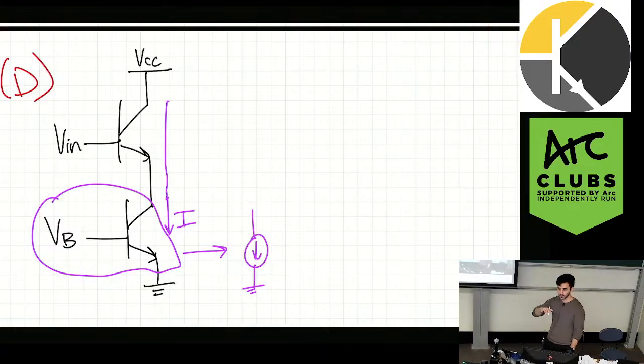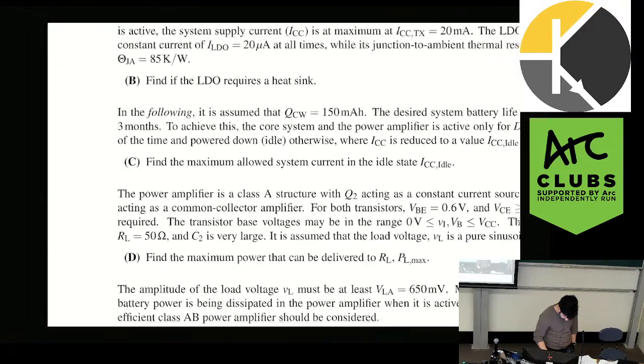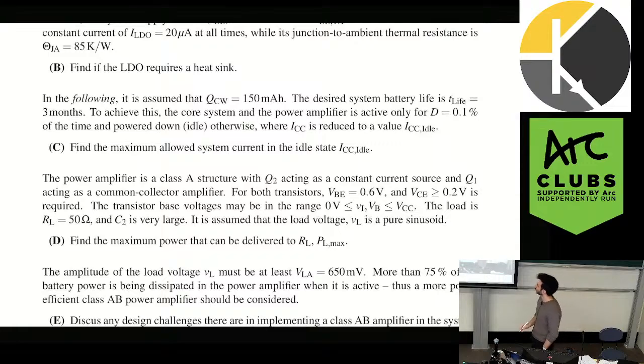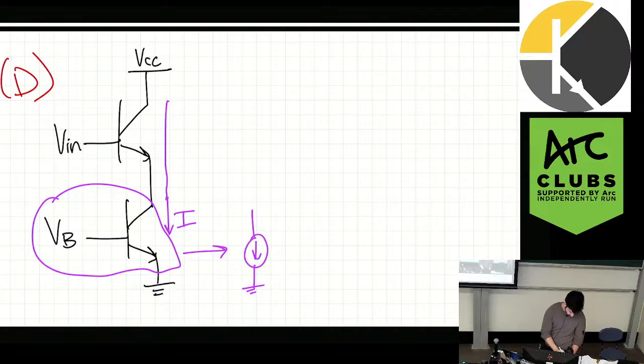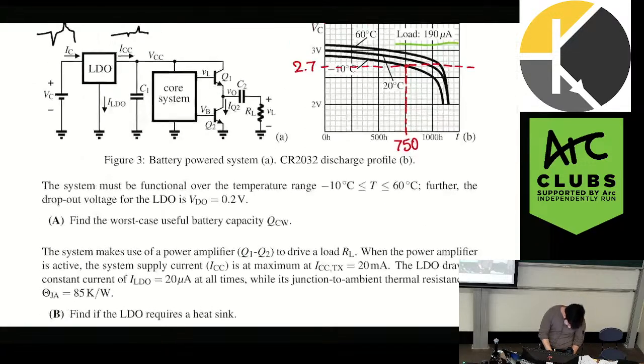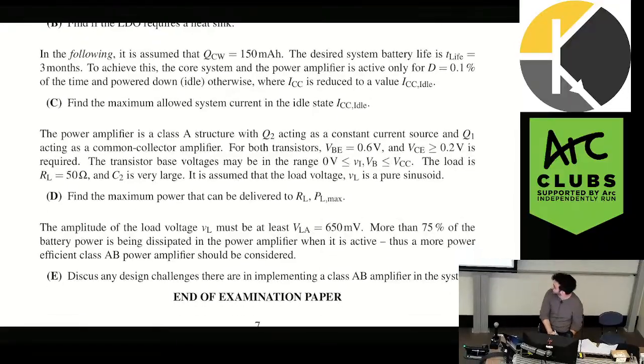Okay, and that sets us in the middle point, or at least they can derive it that way. So that's what the question is saying when it says it's a class A structure with Q2 acting as a constant current source and Q1 acting as a common collector amplifier. The other difference is we were applying the input. So if we go back, the input, yeah, okay, no, there's no other difference, that's pretty much the same.